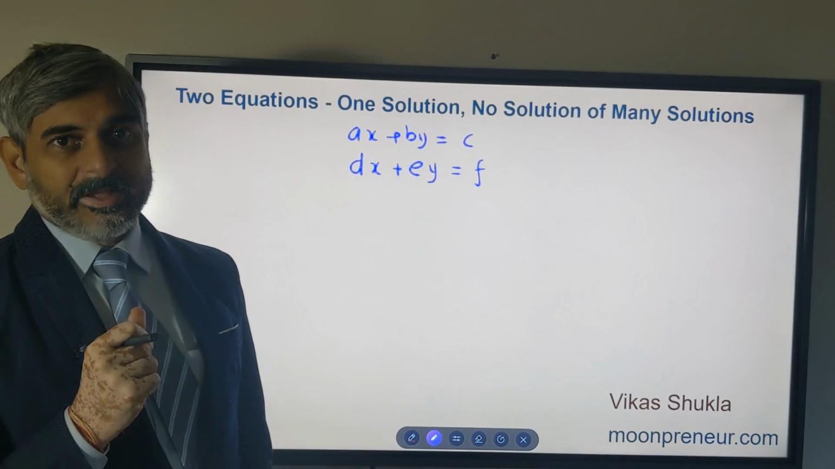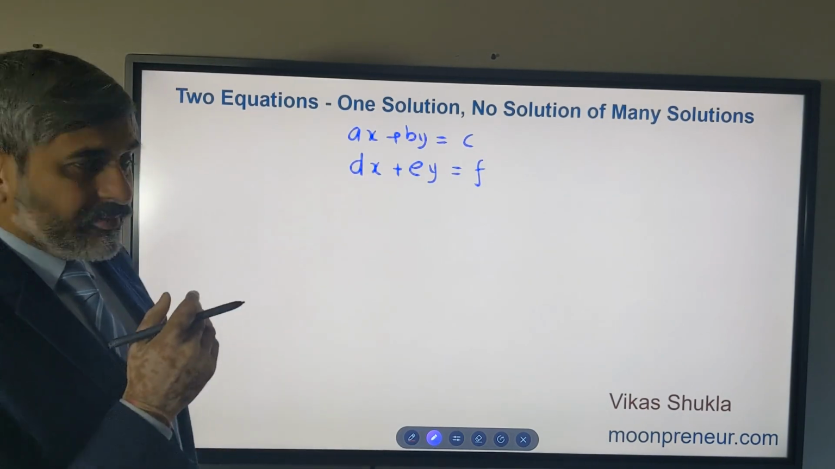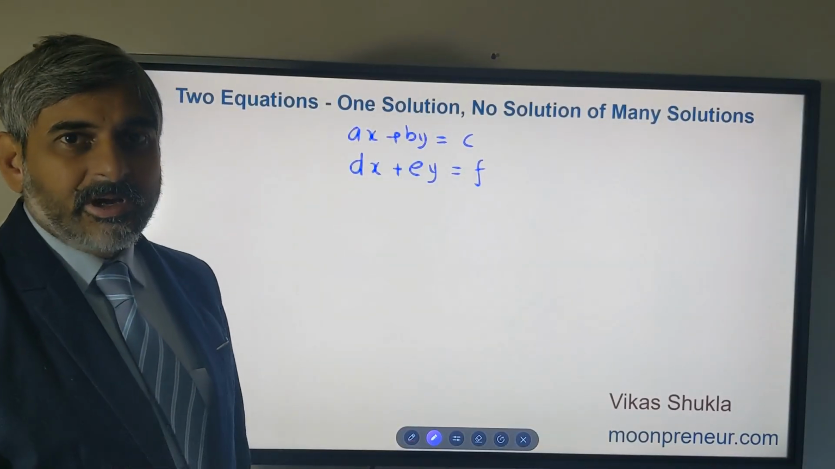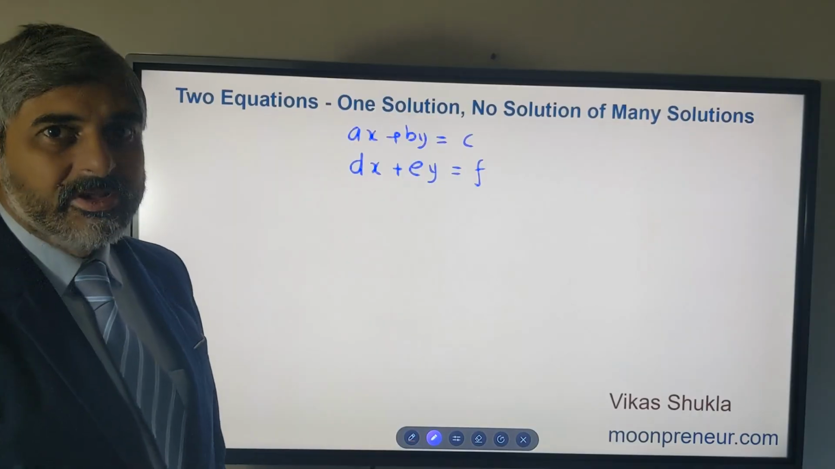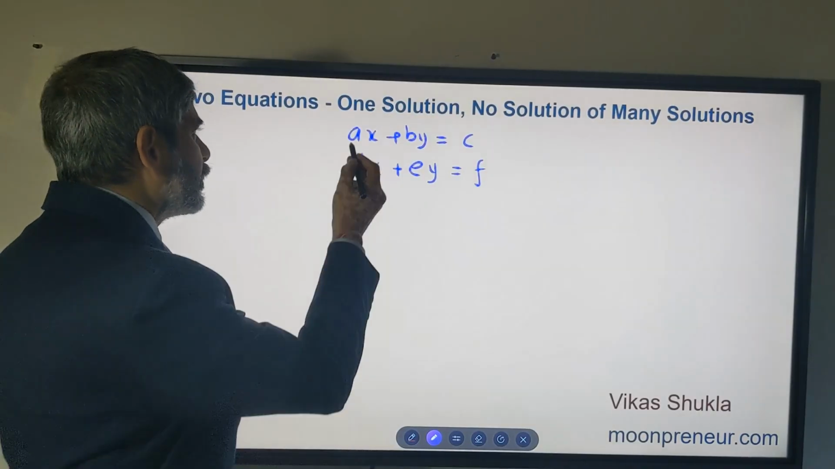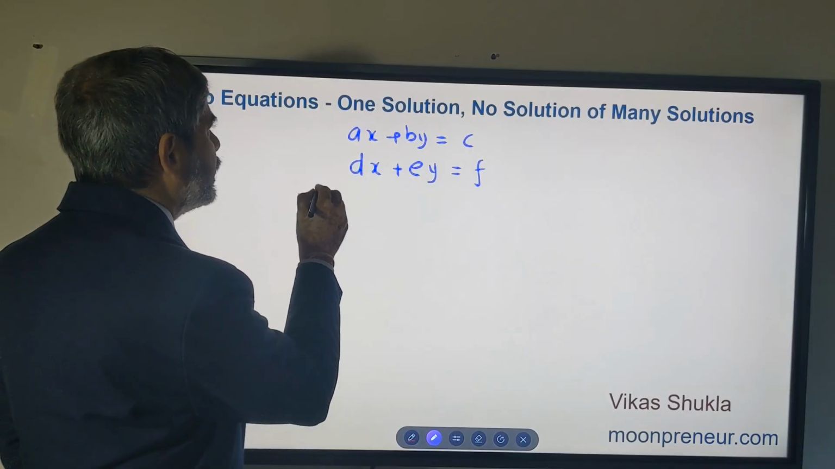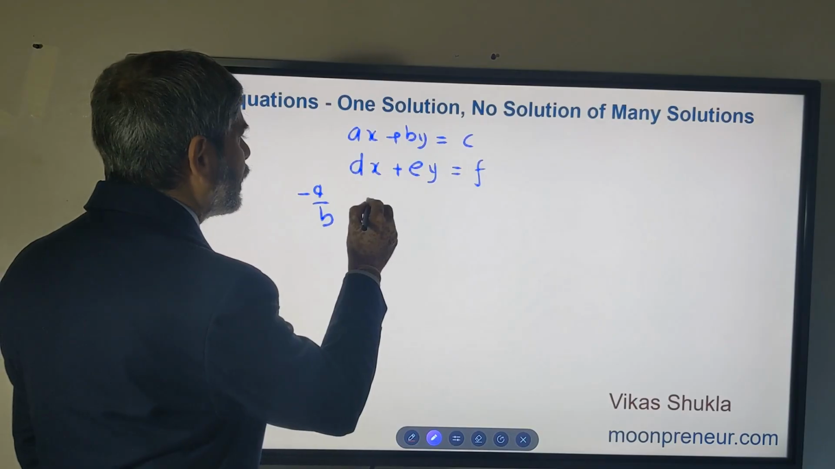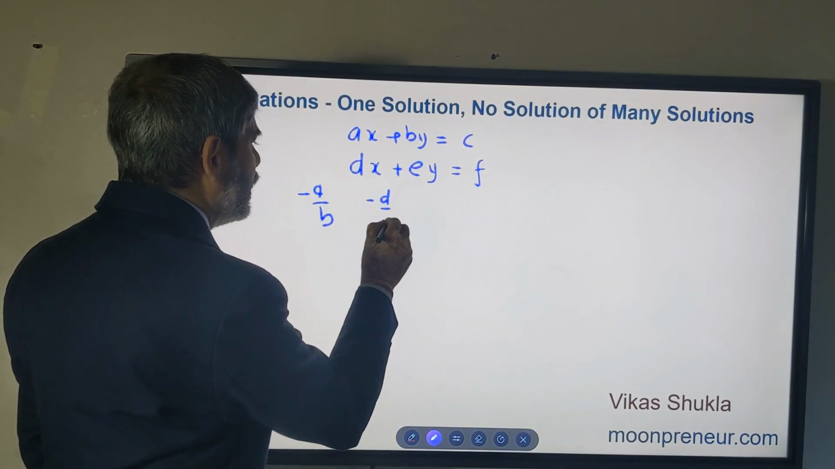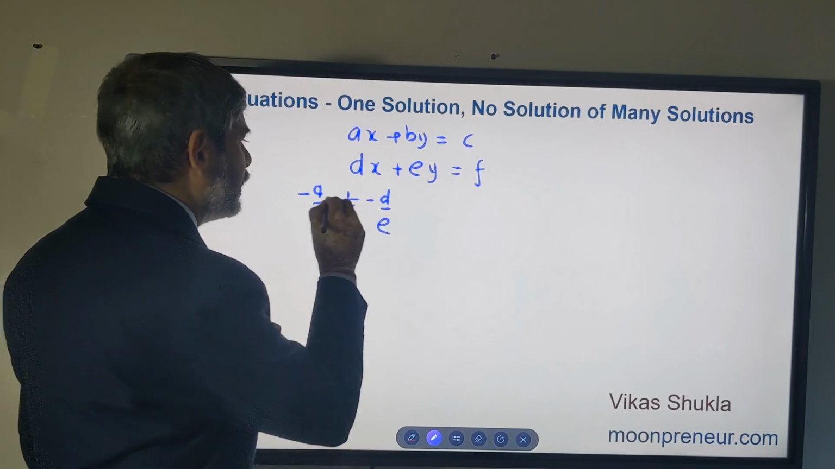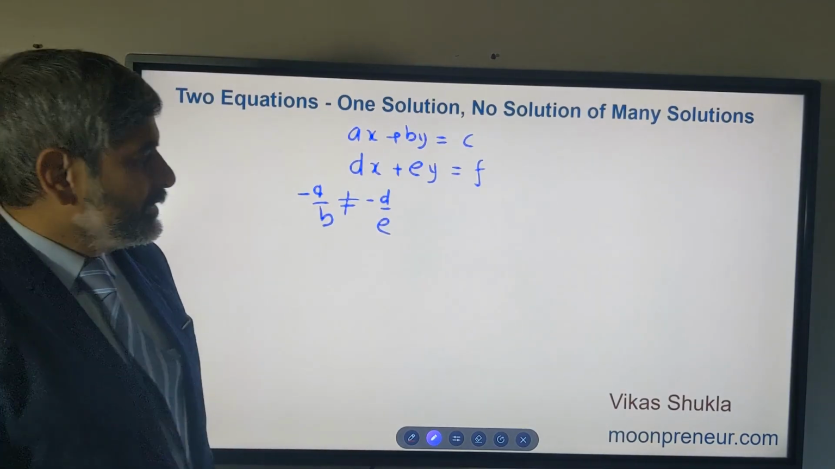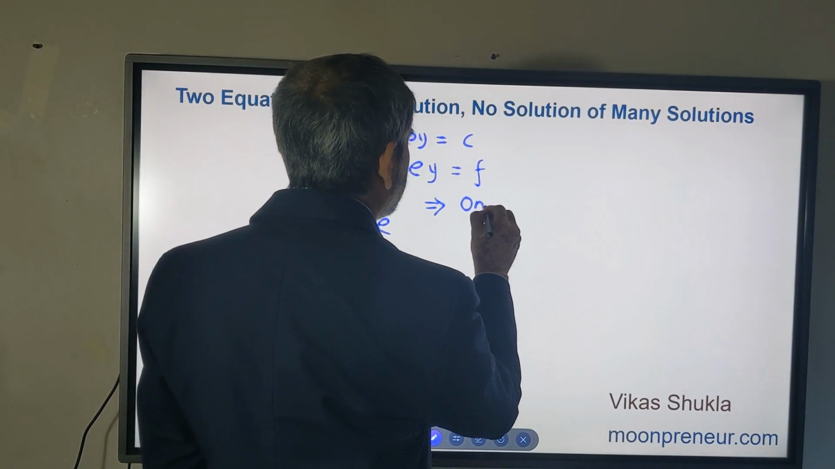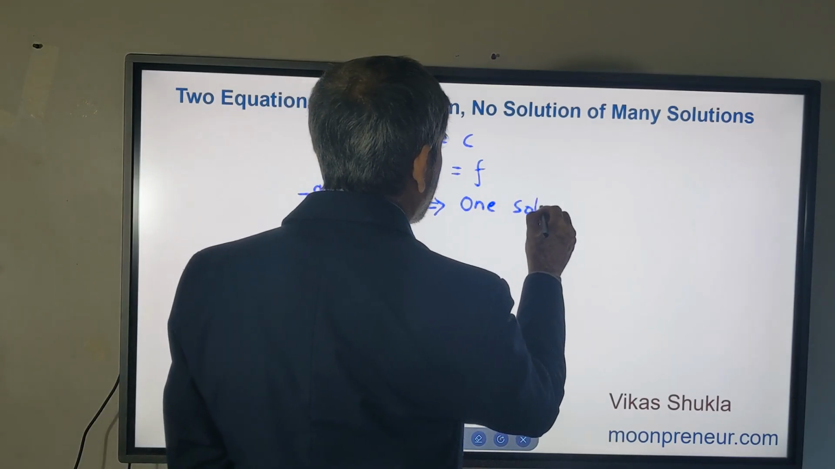The concept still remains the same, and we'll investigate it. So let's say their gradients are different. When will their gradients be different? The gradient of the first line is minus a divided by b, and the gradient of the second line is minus d by e. And if these are not equal, in that case these equations will have one unique solution.